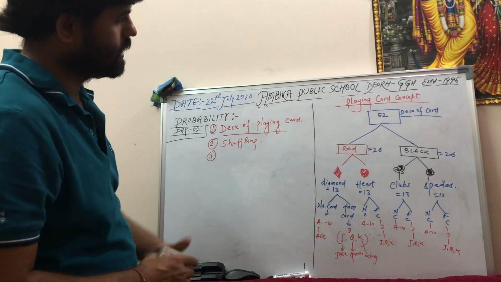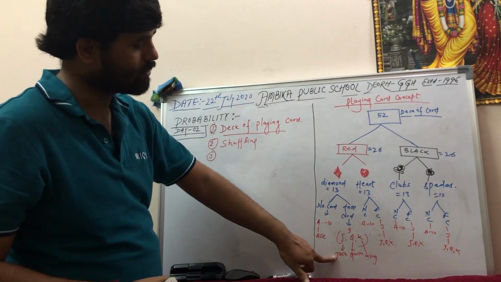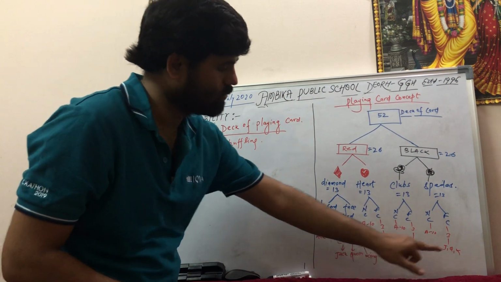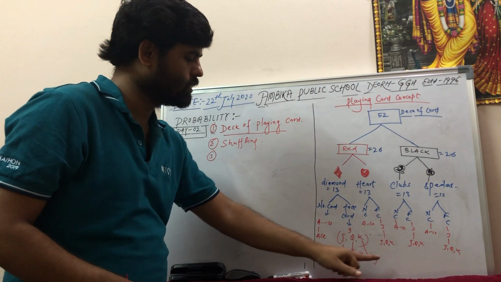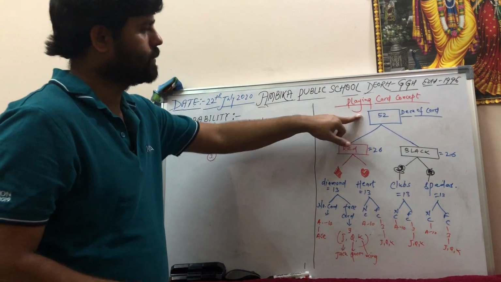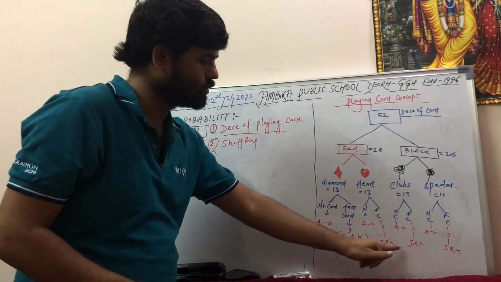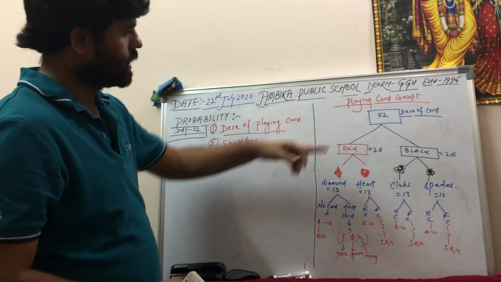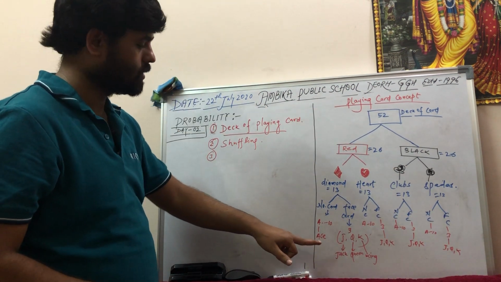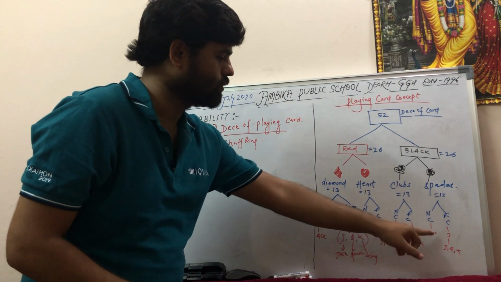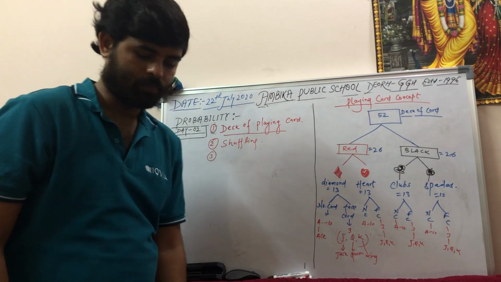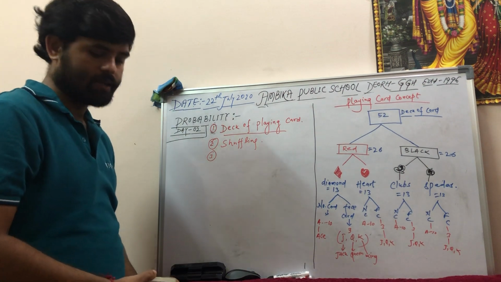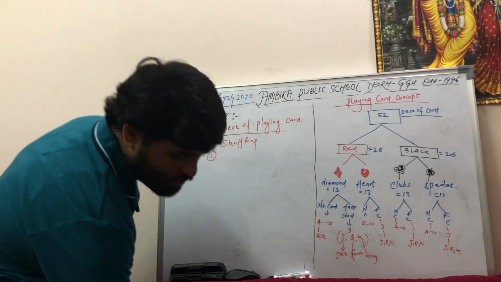So that means in the whole playing card, how many Jacks will be there? 1, 2, 3, 4. How many Queens will be there? 1, 2, 3, 4. How many Kings will be there? 1, 2, 3, 4. Right? How many ACEs will be there? 1, 2, 3, 4. Right? So this is the whole concept of playing cards. Now I will write some points that you have to write down and understand.